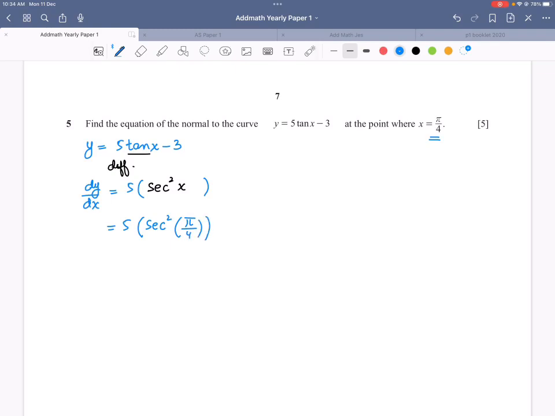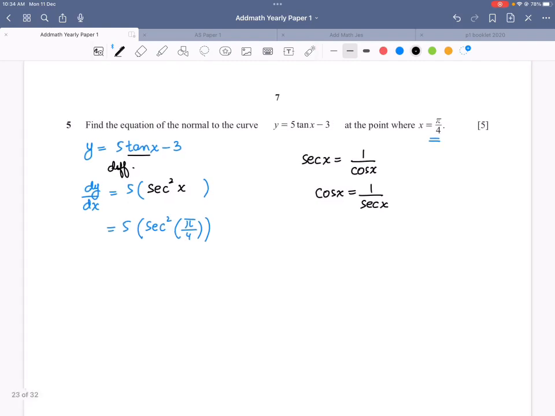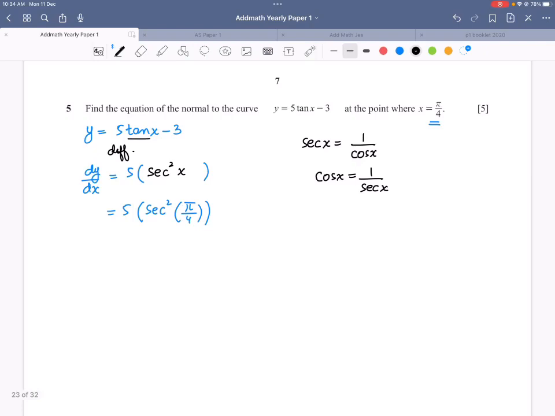So you need to plug in the value of sec² π over 4. Now the problem here is we don't have the sec function in our calculator, but we know that sec x equals 1 over cos x, or we can say that cos x equals 1 over sec x. So in order to find the value of sec, we need to find the value of cos. So sec π over 4 equals 1 over cos π over 4. We need to use that method here. We need to find the value of cos π over 4 and then 1 divided by the answer. Do remember that sec² will be cos², so let me find the value of cos² π over 4.